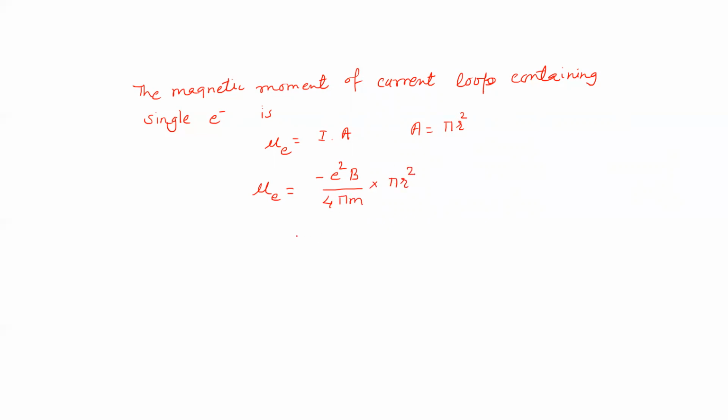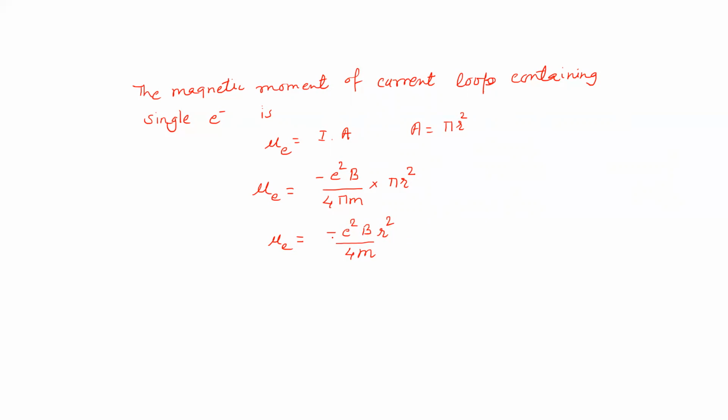Simplifying this, the pi cancels, and you will write this as minus e square B divided by 4m into r square. So this is the magnetic moment of a single electron, and it is given as minus e square into B divided by 4m into r square.